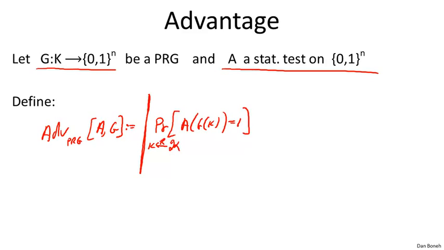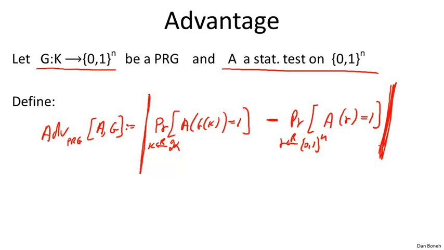And we ask how likely is the statistical test to output 1 when we give it a pseudo-random output generated by the generator. Versus, now we ask how likely is the statistical test to output 1 when we give it a truly random string. So here r is truly random in {0,1}^n. Okay? And we look at the difference between these two quantities. Now you realize because these are differences of probabilities, this advantage is always going to lie in the interval [0,1]. So let's think a little bit about what this advantage actually means. So first of all, if the advantage happens to be close to 1, well, what does that mean?